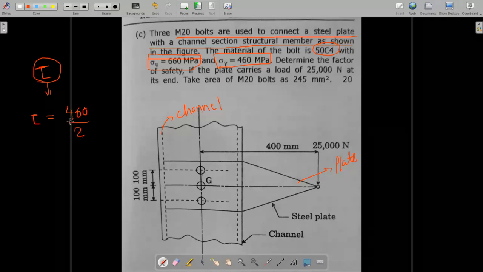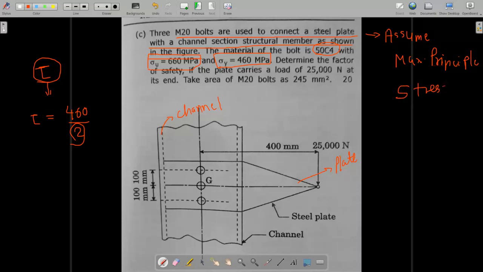Why have I taken 2? Because one assumption you have to write in the question paper also, since it is not mentioned which theory you have to take. So you have to write in the answer that we assume maximum principal stress theory. As we know, in the maximum principal stress theory, the shear stress is the maximum stress divided by 2, sorry, the ultimate stress divided by 2. So this is 230 megapascal.